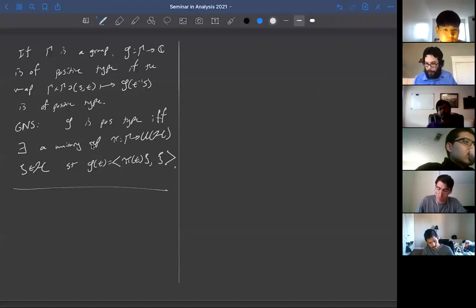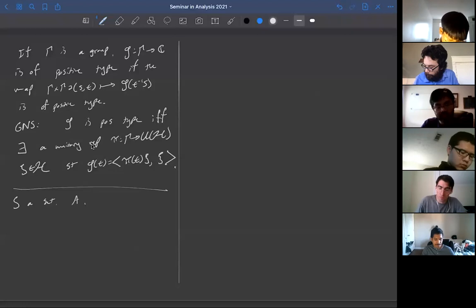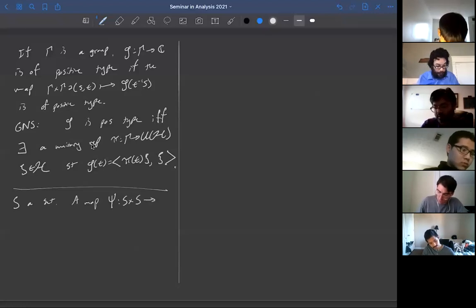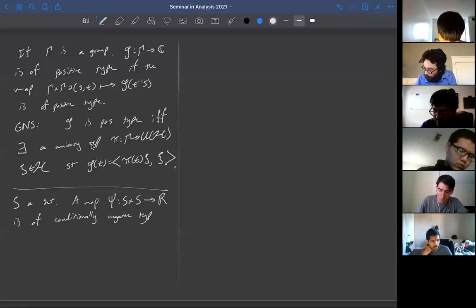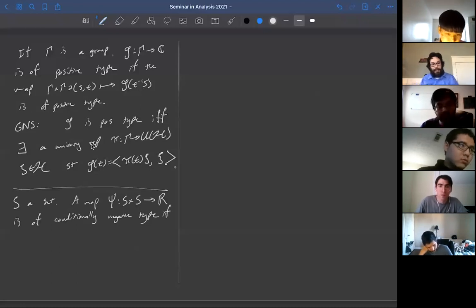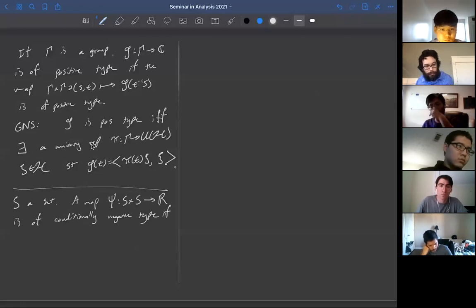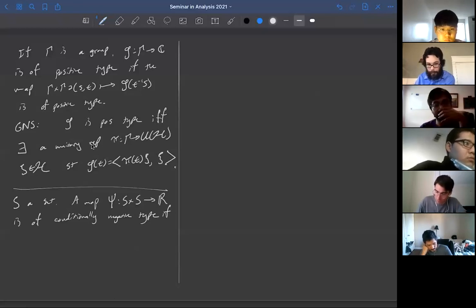All right, so here's another definition for kernels. Again, S a set. A map, let me give it a different name this time, C, mapping S times S, and this time I'll require it goes to the real numbers to make life easier, is of conditionally negative type if... it's going to be a very similar statement as I gave for positive type, except we'll want something less than or equal to zero, and there'll be a condition. The condition will be that we'll only look at vectors which sum to zero when we look at the negative condition.